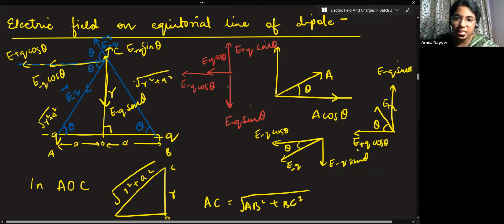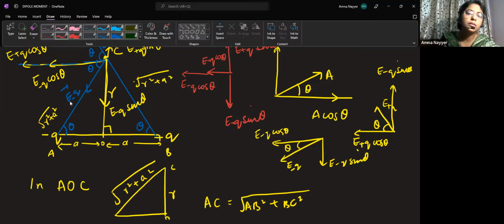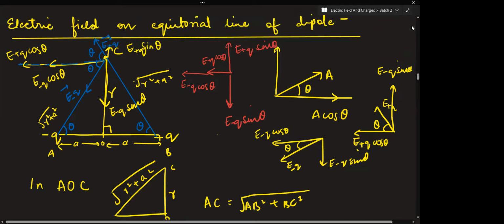This is your y-axis. So what is there in the y-axis? E plus q sine theta is there and E minus q sine theta is there. So net electric field will be given by what? In the y-axis, only E plus q sine theta and E minus q sine theta. Now is it clear to all of you? Yes, ma'am.